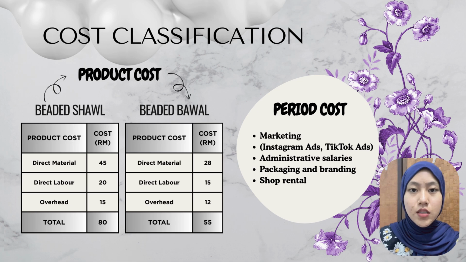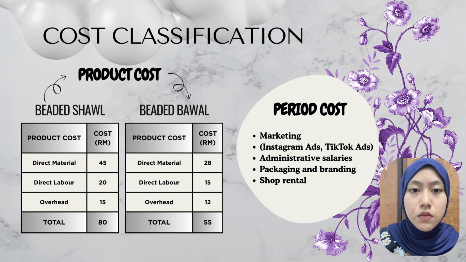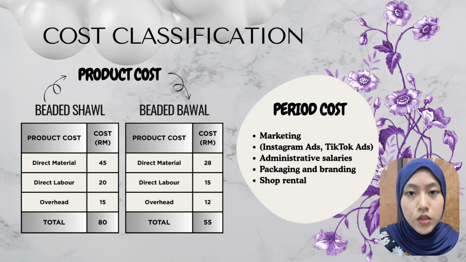Next is the total cost calculation for each product. Product cost consists of three components, which are direct material, direct labor, and overhead. For the beaded shawl, the total cost is RM80, which includes RM45 for direct material, RM20 for direct labor, and RM50 for overhead. For the beaded bawal, the total cost is RM55, which includes RM28 for direct material, RM15 for labor, and RM12 for overhead. The shawl has a higher total cost because it requires more expensive materials and more labor for the beading process.